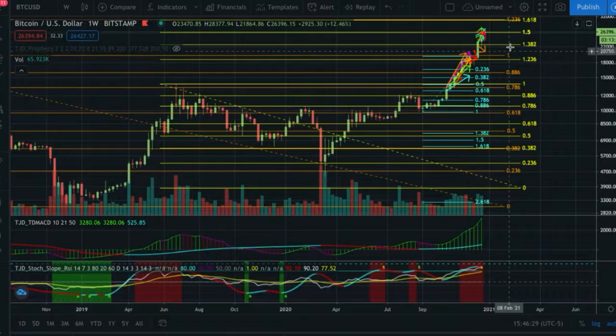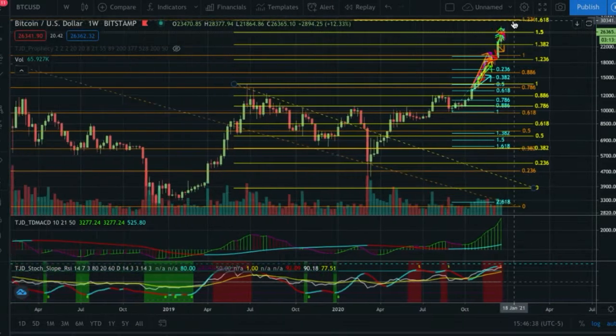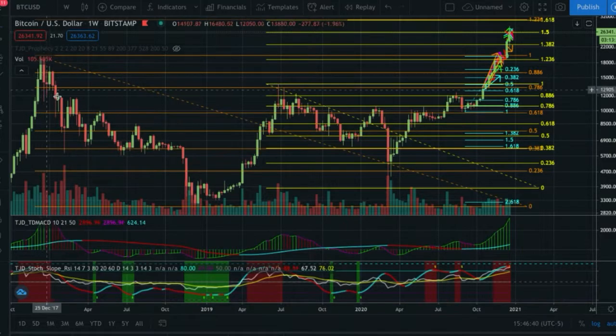You will notice that the Fibonacci extension that we are currently at is a 1.5 on the yellow, but you'll notice here the 1.618 in yellow and the 1.236 in orange. So the high from here plus 24%, basically 23.6%, takes us up exactly to 30,400 basically.